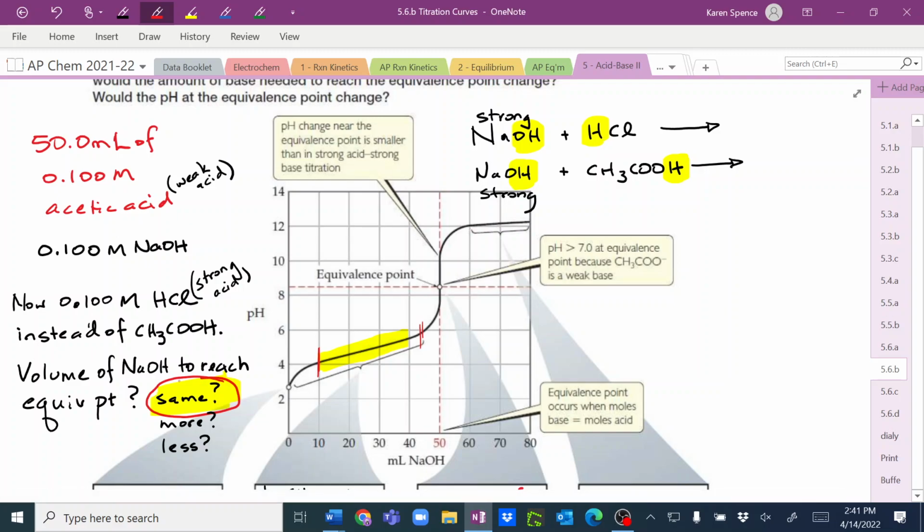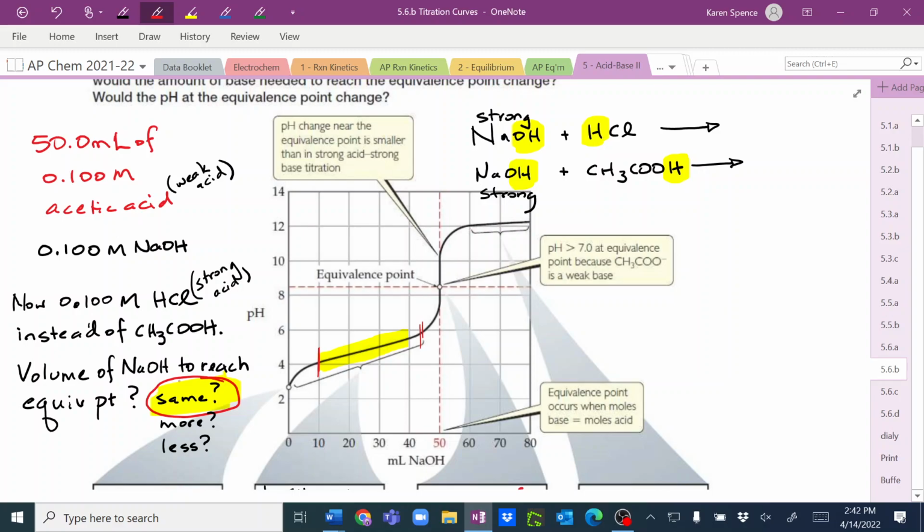The weak, it doesn't matter what the strength of the weak one is. Any strong plus weak combination will go to completion. Any strong combination will go to completion. Any weak combination will form an equilibrium and would be useless for doing a titration, right? You would not get data that you need for a titration. A titration has to go to completion. Otherwise, it's useless for figuring out what the concentrations are and all that. Okay, so it will be the same.